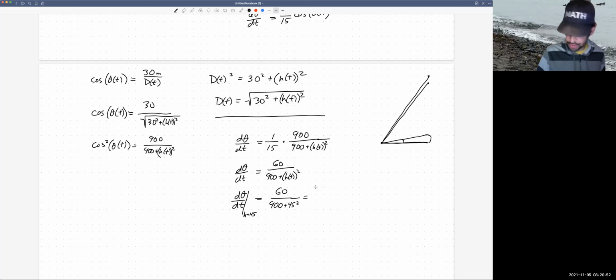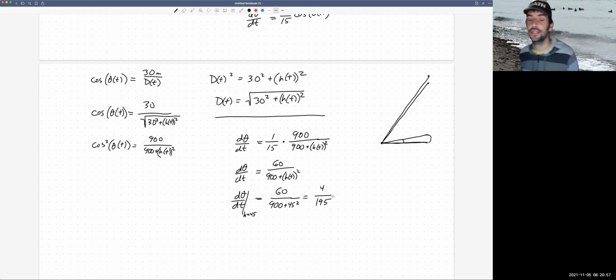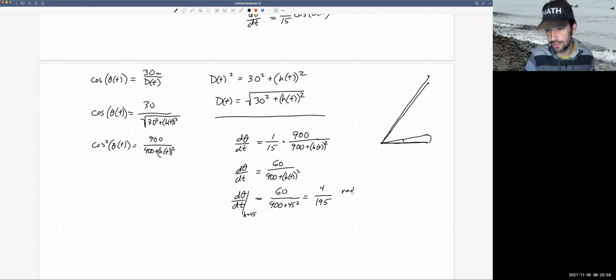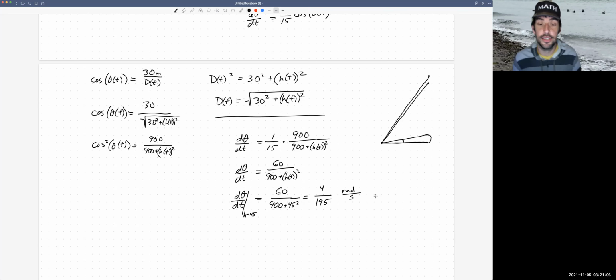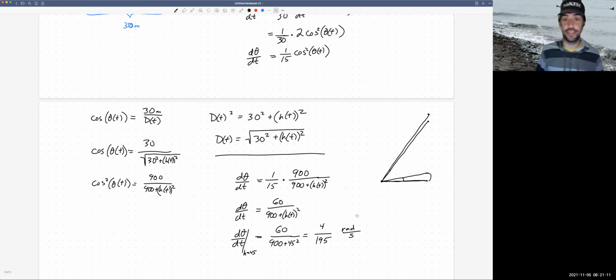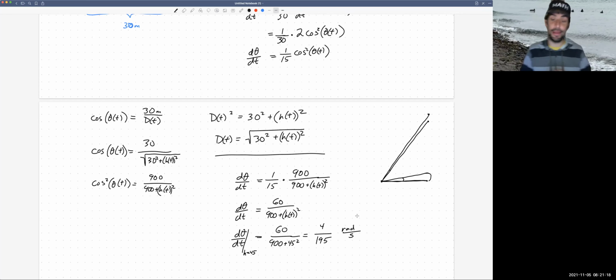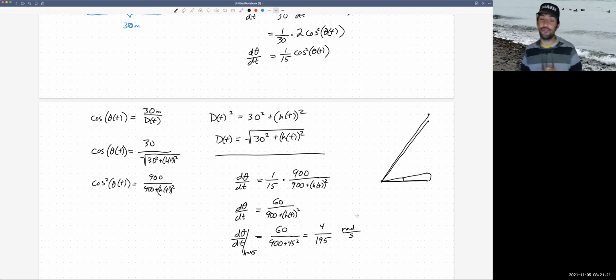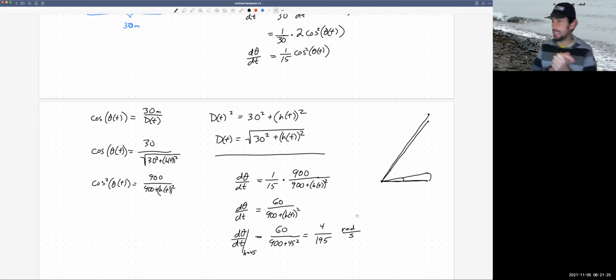And you can do some reducing. I believe this works out to be 4 over 195. And this is going to be in radians per second. Okay. So there is our rate of change, d theta dt, in this problem. Okay. So at that moment in time, for every second that passes, we get 4/195ths of a radian in elevation. And that seems to make sense to me.